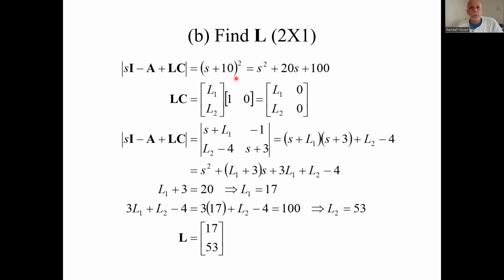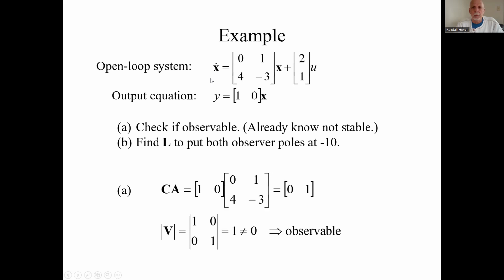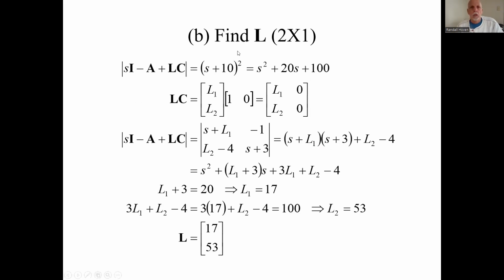What was the problem statement? Oh yeah, we want the poles at minus 10. The observer is going to have 2 poles, the same as the number of states. We want them both at minus 10. So here's its characteristic equation. We want that mini closed loop equation inside the observer to have these poles, or this characteristic equation.